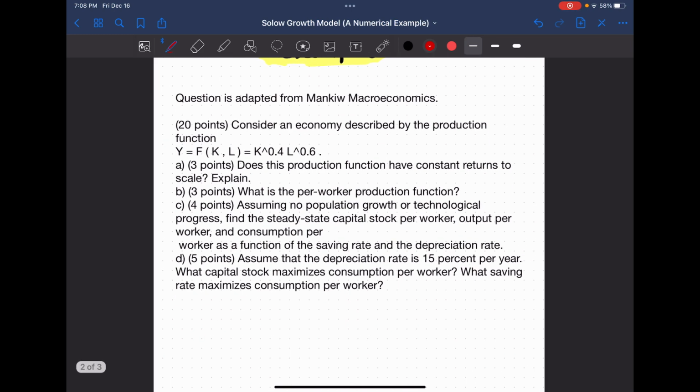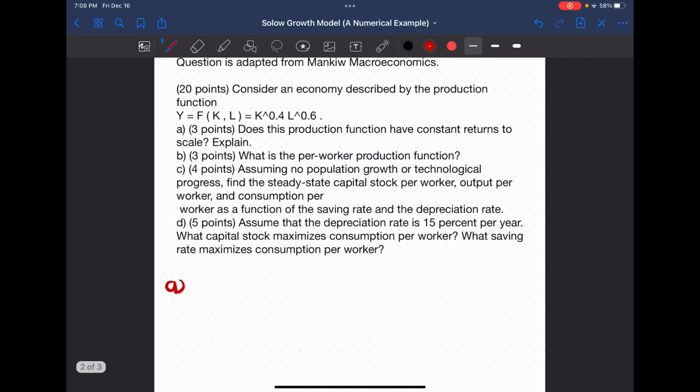Now let's solve A. A asks, does this production function have constant returns to scale? Well, the simple answer is yes. Because the production function is written like this: K^0.4 L^0.6 equals Y, so you don't get confused. The capital share of income and the labor share of income, 0.4 plus 0.6, equals 1. The rule of thumb is that when the capital share of income and the labor share of income equal 1, then the production function has constant returns to scale. So that simply answers it.